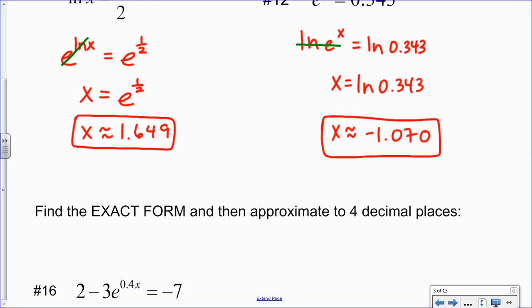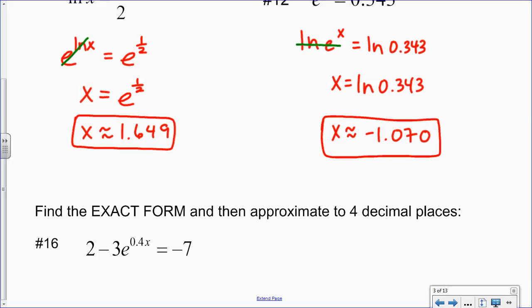Okay. On this one, I want to find the exact form and then approximate. So the exact form is the x equals before you type it in your calculator. So we're going to wait to do any rounding till the very end, till we have x by itself.